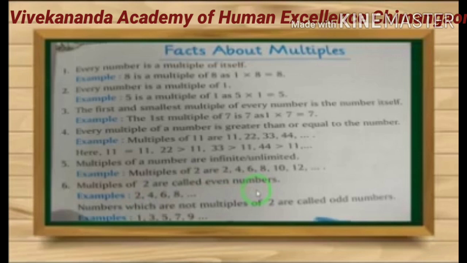And numbers which are not multiples of 2 are called odd numbers. Means the remaining ones: 1, 3, 5, 7, 9, and so on. So these are the odd numbers, means these are not multiples of 2. Understood, students? These are some important facts about multiples, some important notes which we have learned.